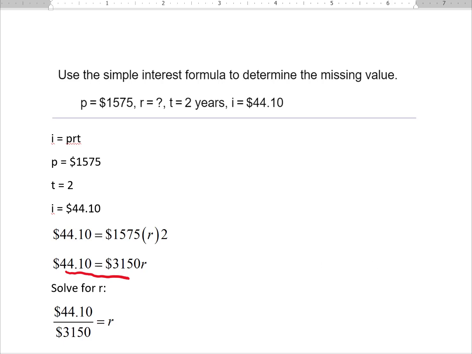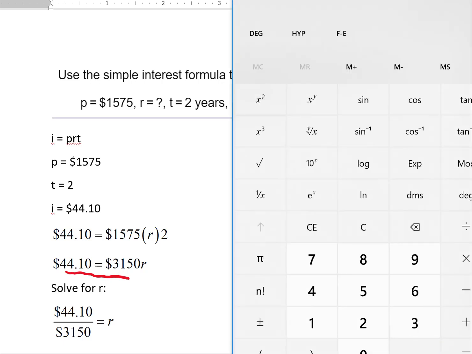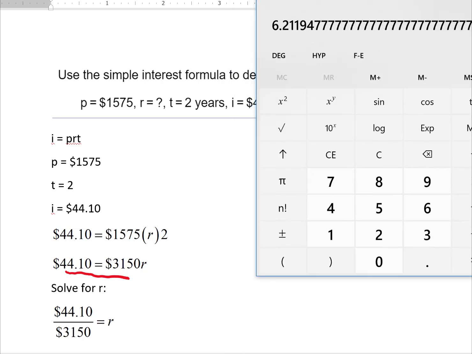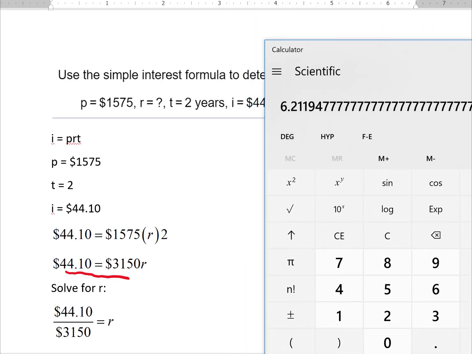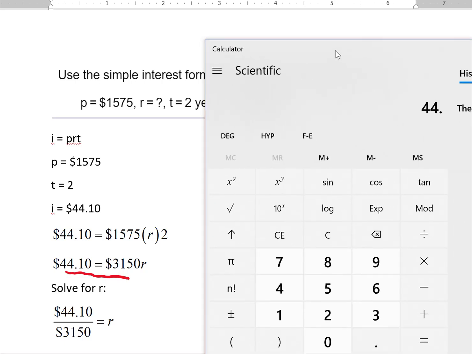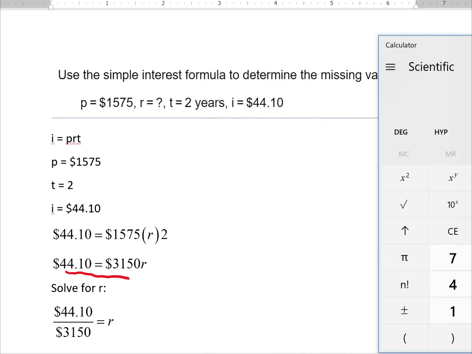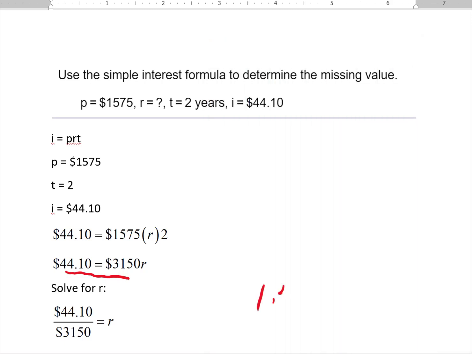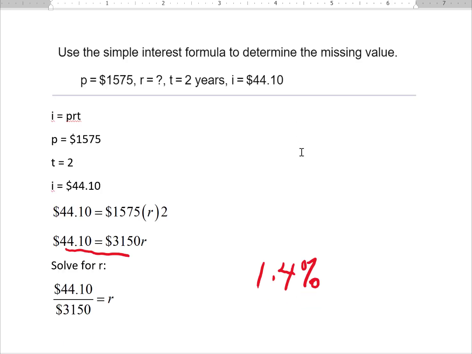And so in my calculator, I'm going to do that division. Let me make the calculator a little smaller so you can see it. I'm going to take $44.10 and divide by 3150. And so it gives me 0.014, which tells me that the interest rate is 1.4%. Because again, remember, I multiply the decimal by 100 to get the equivalent percent.